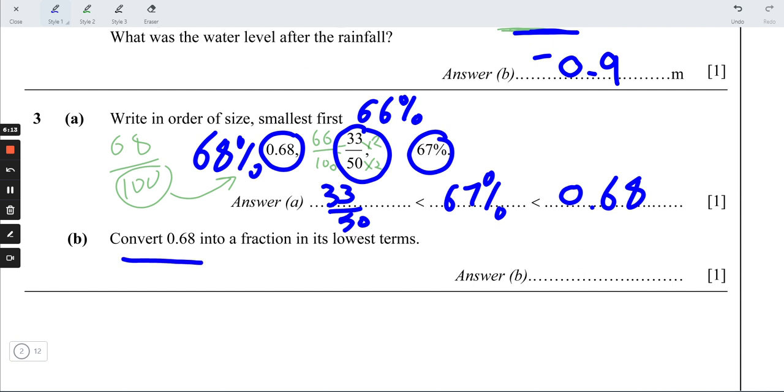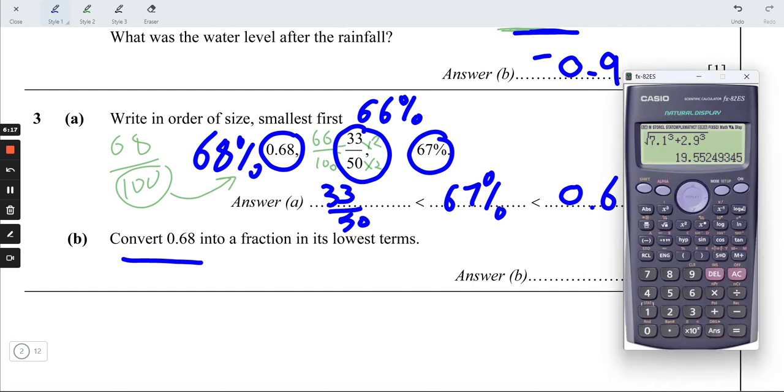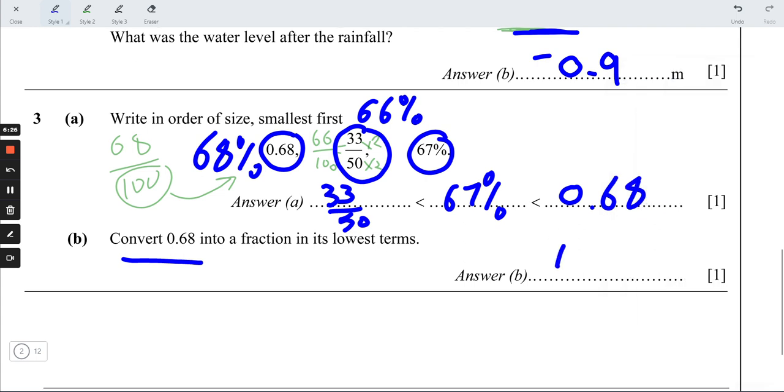Now convert this number into a fraction in its lowest terms. So you could use your calculator here. So you could write 0.68 equals 17 over 25. So 17 over 25.